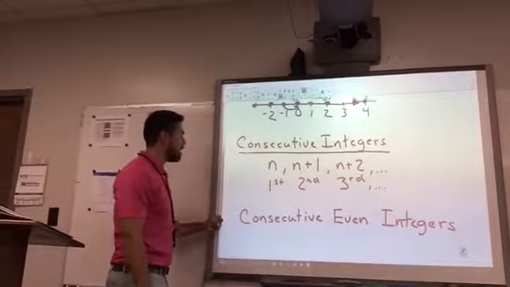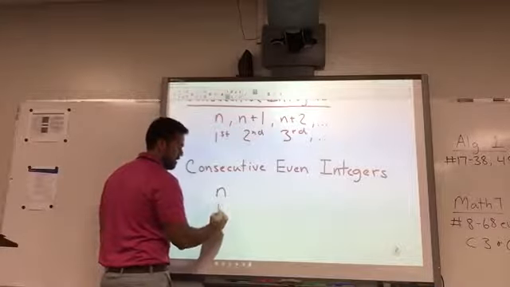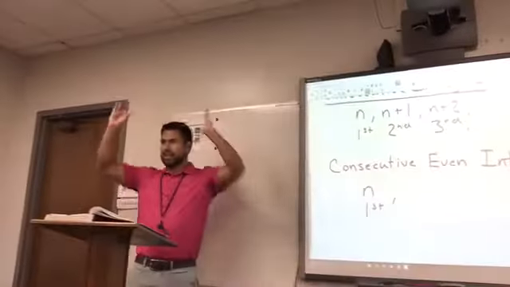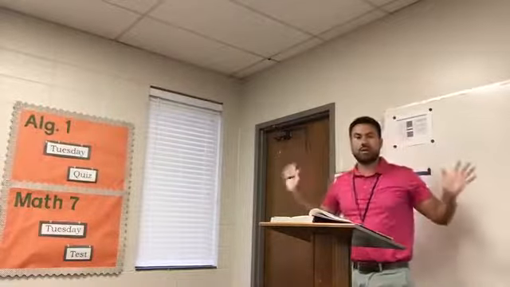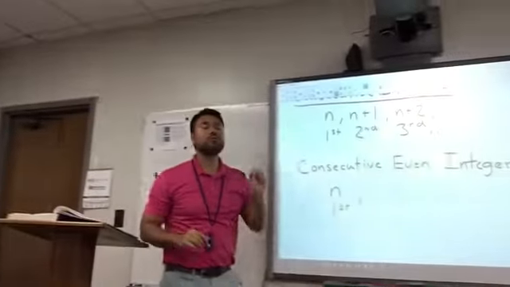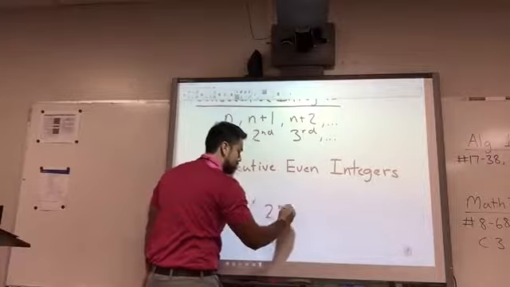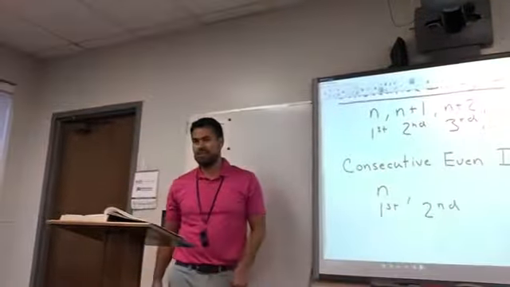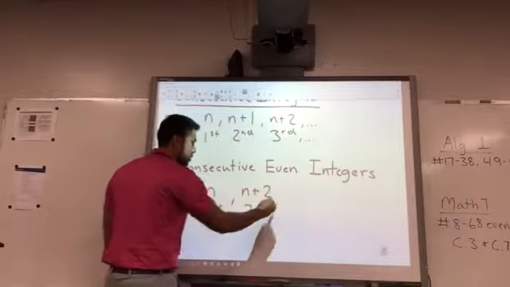Okay, does anyone see the pattern algebraically? The first one is still going to be called n. First one's still n. That one's easy. It's an even integer, and it's n. I don't know what it is, but it's going to stand for n. How would you describe the next consecutive even integer? So the second one, using n. Jenna? She says n plus 2.